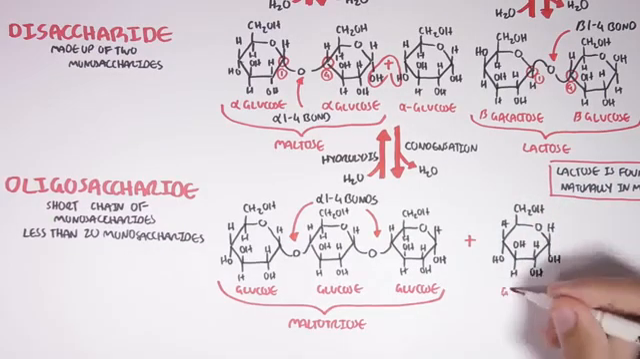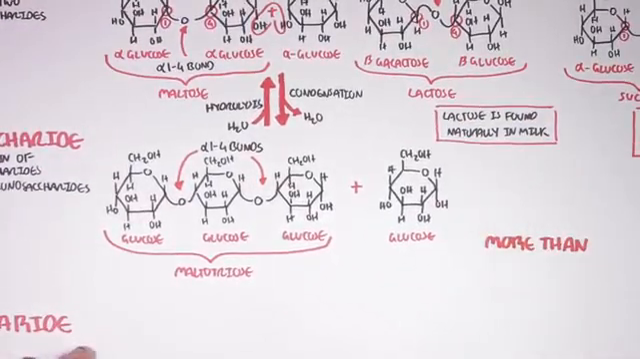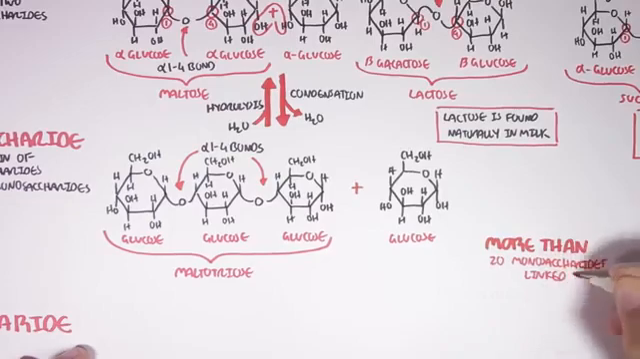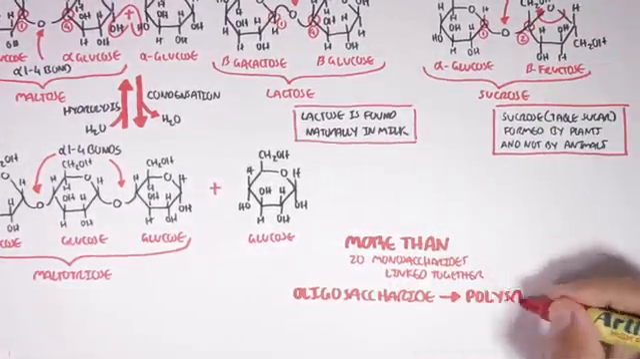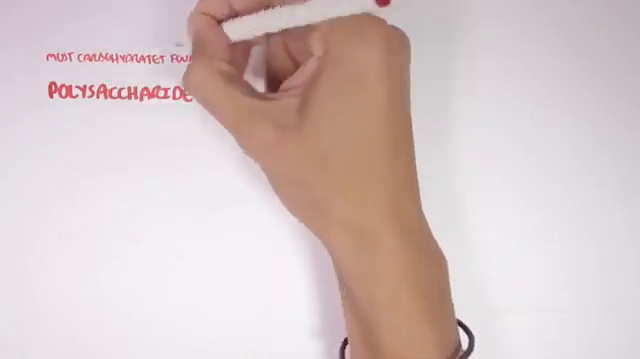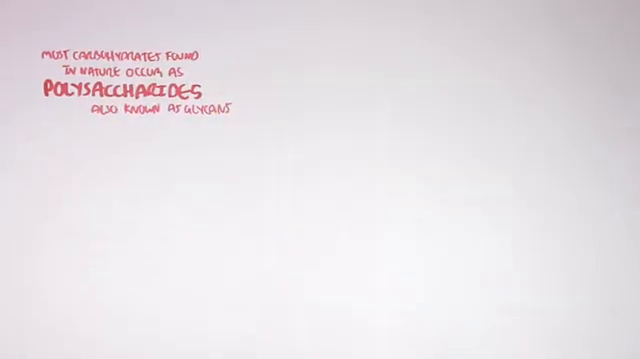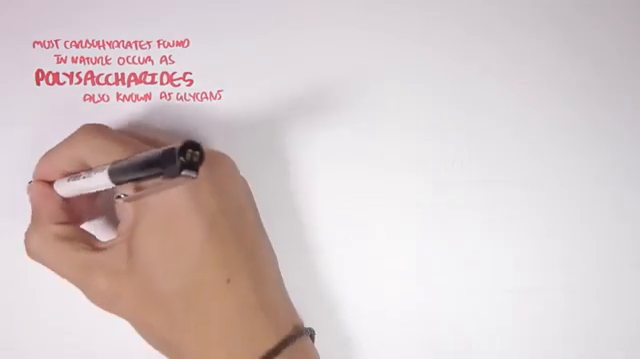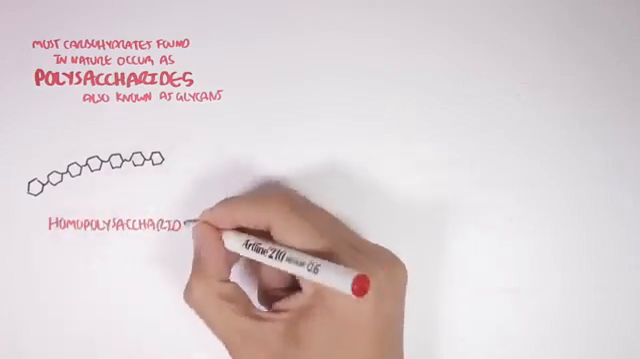But when the oligosaccharide eventually exceeds 20 monosaccharides with 20 bonds, the carbohydrate is then referred to as a polysaccharide. So from an oligosaccharide, it becomes a polysaccharide. Most carbohydrates found in nature occur as polysaccharides. Polysaccharides are also known as glycans. To simplify things, polysaccharides can be a homopolysaccharide or they can be a heteropolysaccharide.